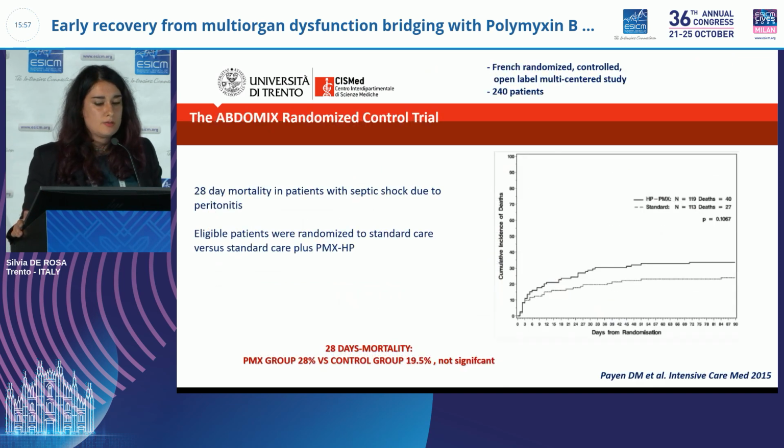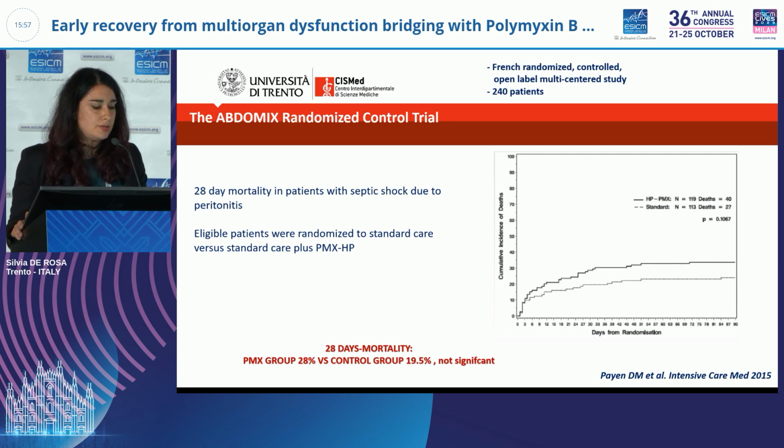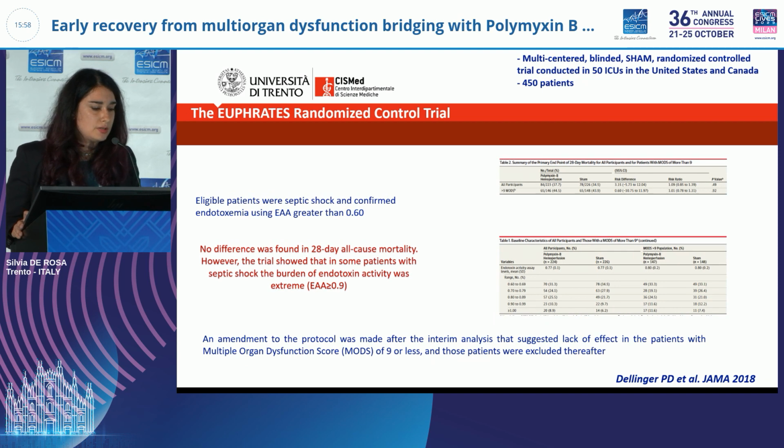After that we had the French randomized controlled open-label multicenter study, 240 patients. The 28-day mortality was assessed in patients with septic shock due to peritonitis. The eligible patients were randomized to standard care versus standard care plus PMX-HP. But mortality was higher in the PMX group compared to the control group, although it was not significant. But in this study, they had a lot of technical issues related to coagulation of the circuit. So we have to take care of it when we consider this study.